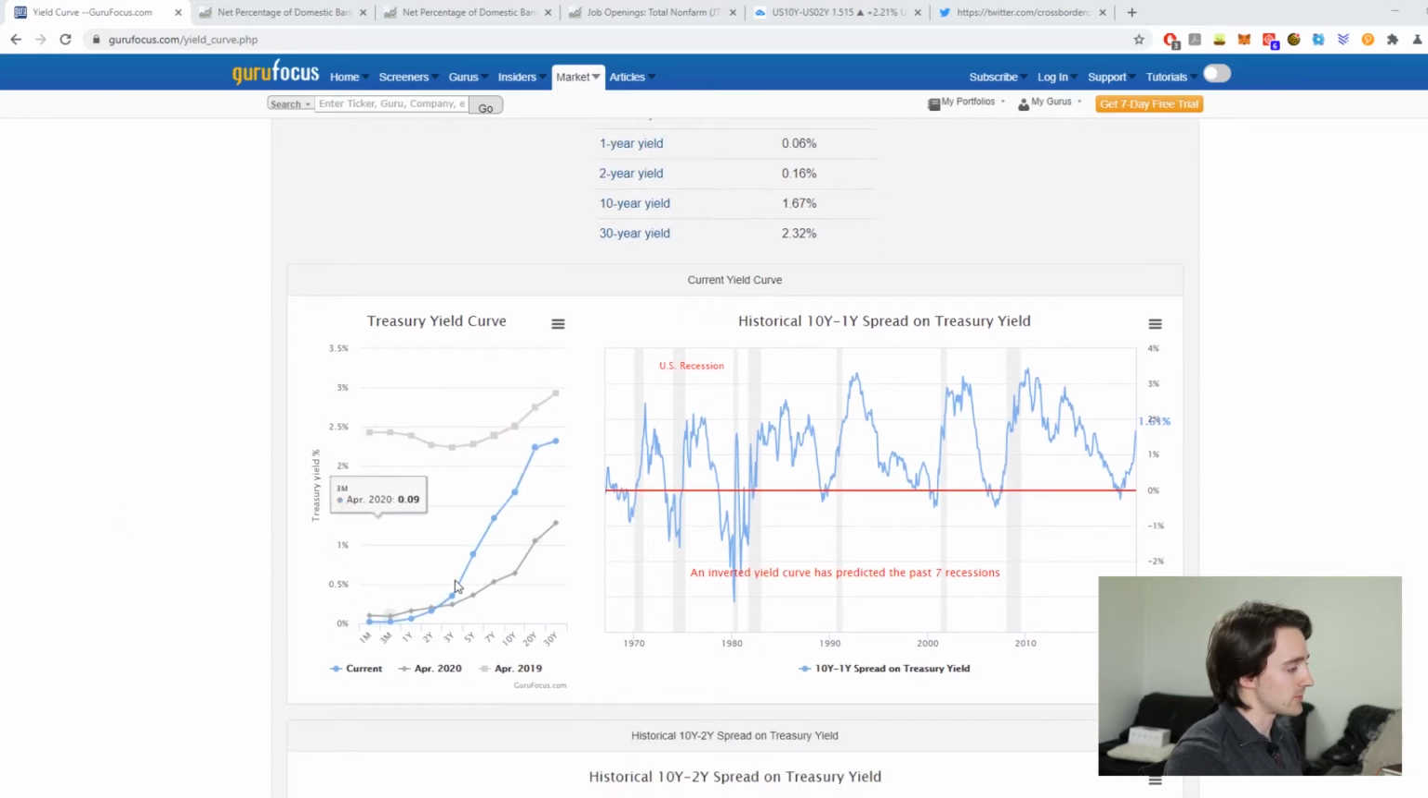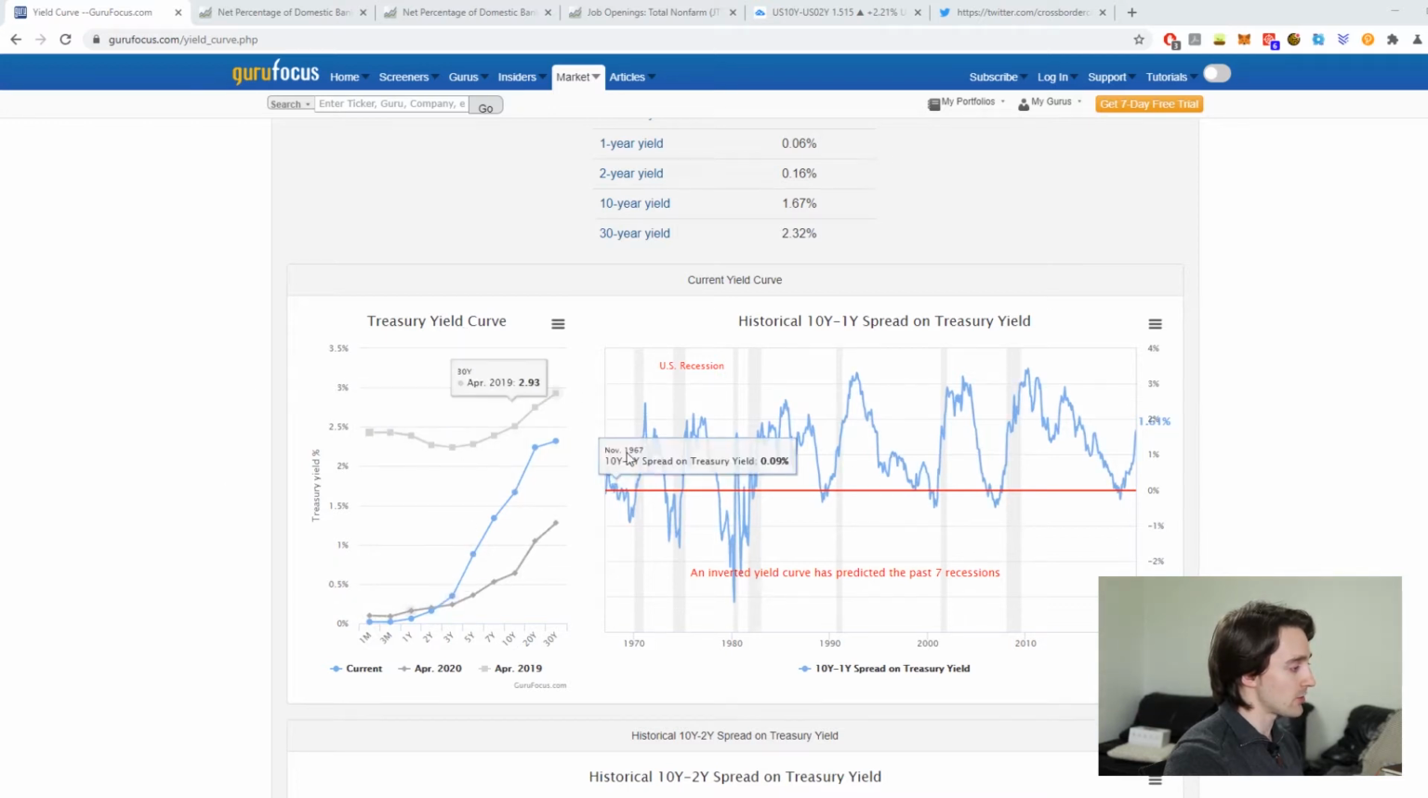Here on the left, I'll show you first. What this is showing you, in blue, is the current yield curve. You see how that looks like a very healthy yield curve. You have the shorter dated maturities yielding lower than the longer dated maturities. So in this case, the 1 year is yielding 0.06%, the 10 year is at 1.67%, and the 30 year at 2.32%. So this has that curve shape that I mentioned.